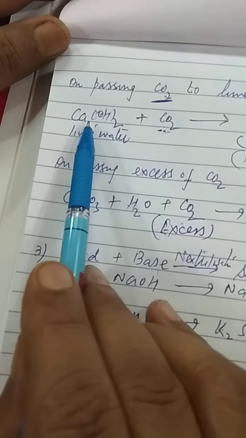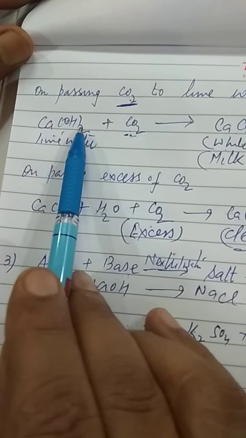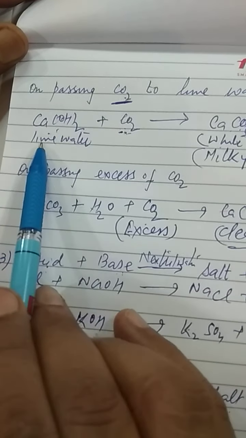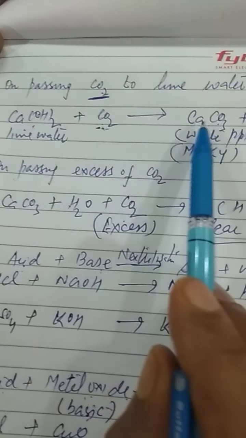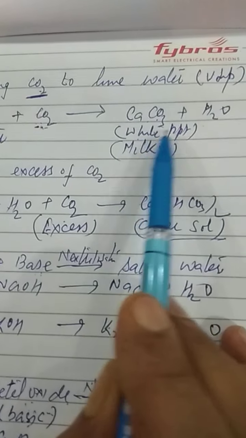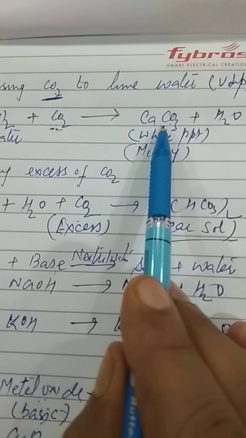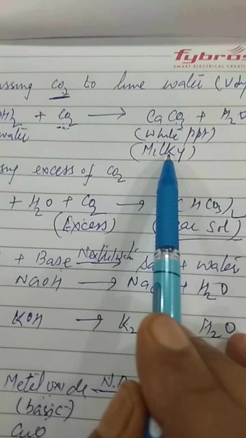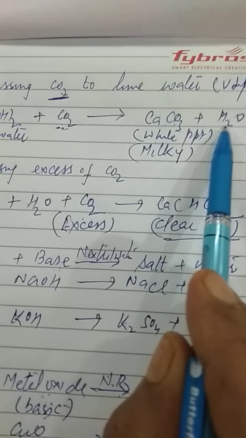How? This is calcium hydroxide. This is called lime water. Calcium hydroxide is also known as slaked lime. Calcium hydroxide, lime water. And when carbon dioxide gas is passed through lime water, it turns milky due to the formation of white precipitate of calcium carbonate. The milkiness appears due to this formation of white precipitate of calcium carbonate.